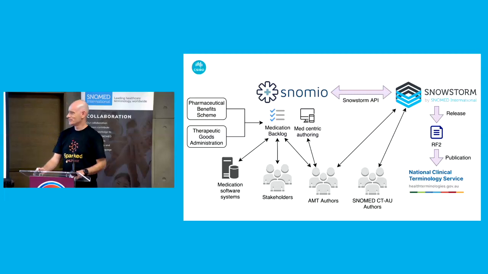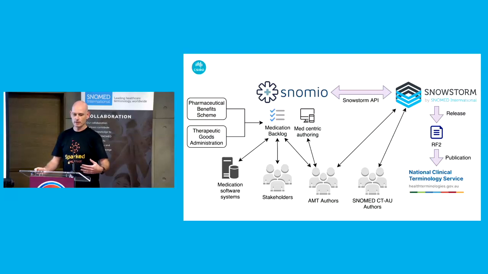So this gives you a high level idea of how it works. All the data comes largely from the Therapeutic Goods Administration. The Pharmaceutical Benefits Scheme data helps us prioritize, and then we end up with this backlog inside Snomeo. Our intent in the future, we're not doing this immediately, is to have our stakeholders be able to connect to that backlog, to be able to request new things, essentially. So our state health departments often need to do that.